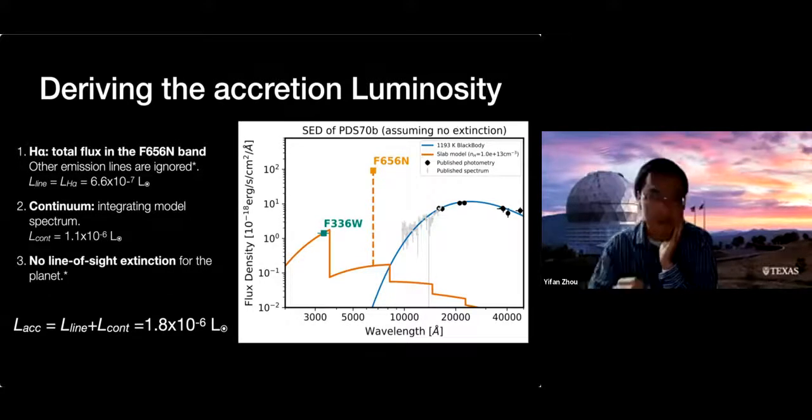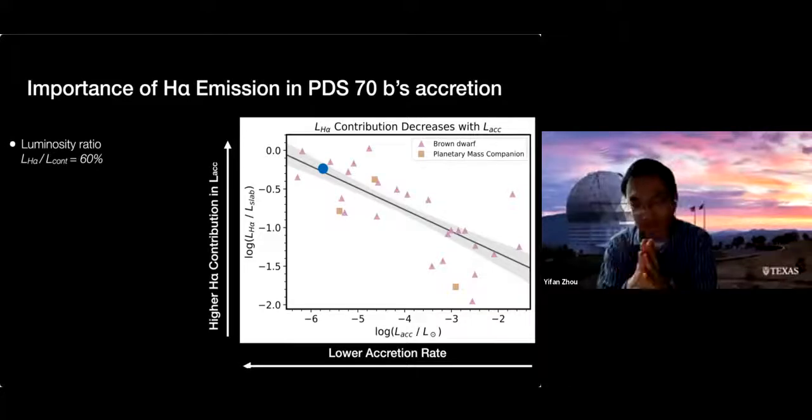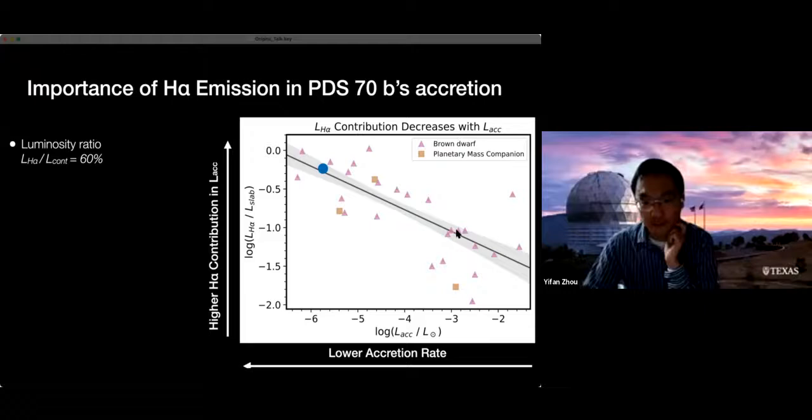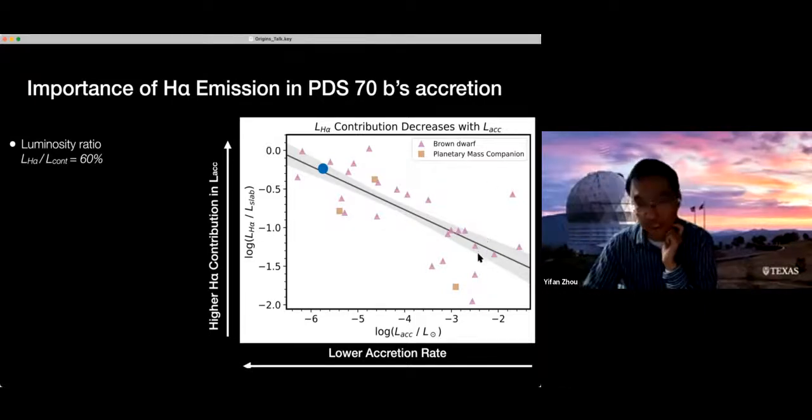So let's take a look at the possible systematics in this measurement. The first thing you notice here is if you take the ratio between the H-alpha and the continuum luminosity, the H-alpha contribution is very significant. The H-alpha is about 60% of the continuum emission. In the previous study, we looked at observations of an accreting brown dwarf and a planetary-mass companion. We found there is a loose anti-correlation between the accretion rate and the H-alpha contribution.